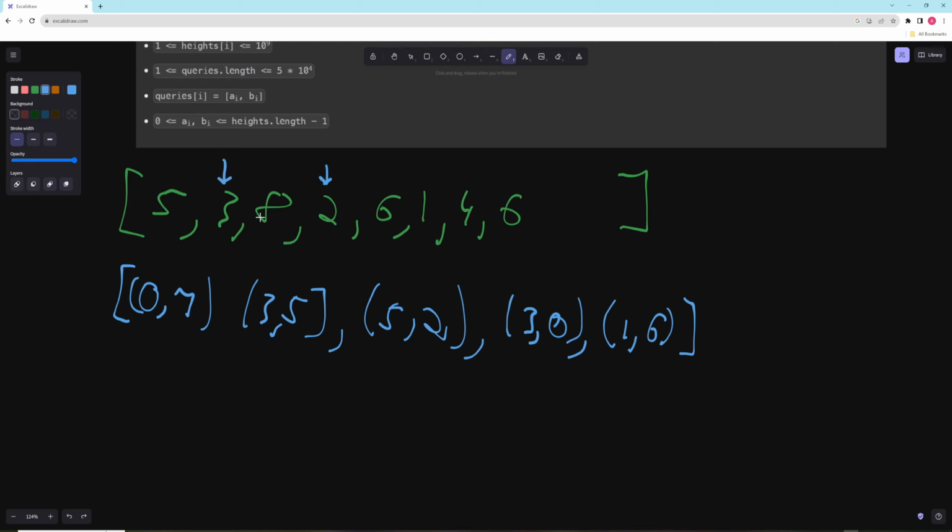So let's walk through this. So for 0, 7, 0 is over here and 7 is over here.